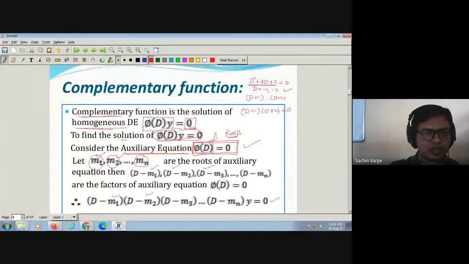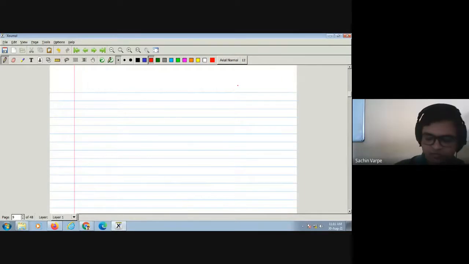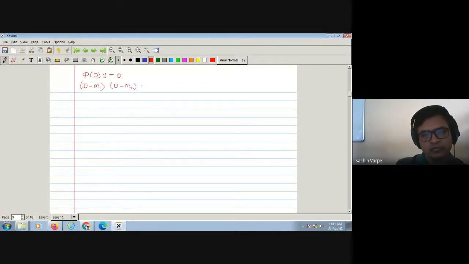Okay. So let me explain on a page separately. See here. As the homogeneous differential equation, we have written phi of D into y in terms of its factors, that is D minus m1, D minus m2, and so on, D minus mn, that is the nth root or nth factor, into y is equal to 0, right?